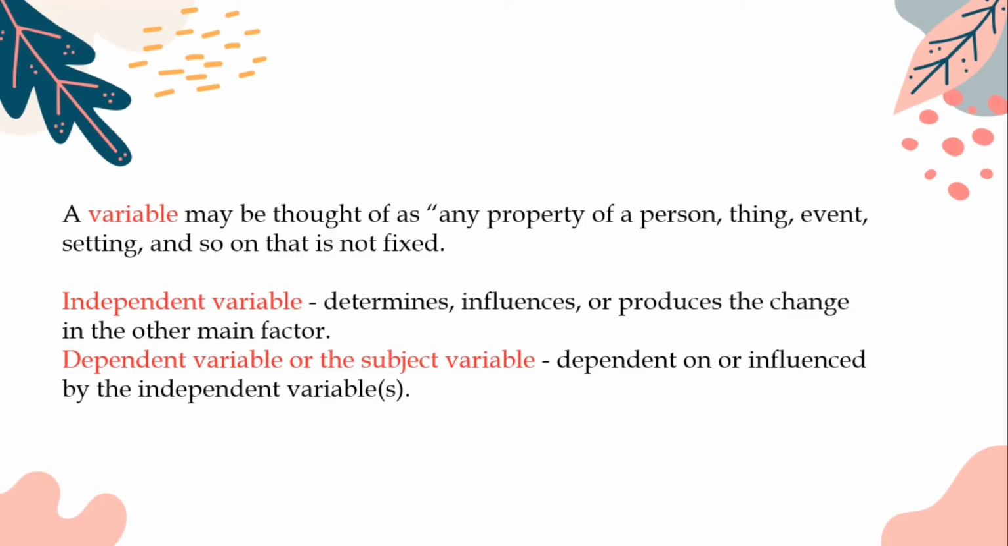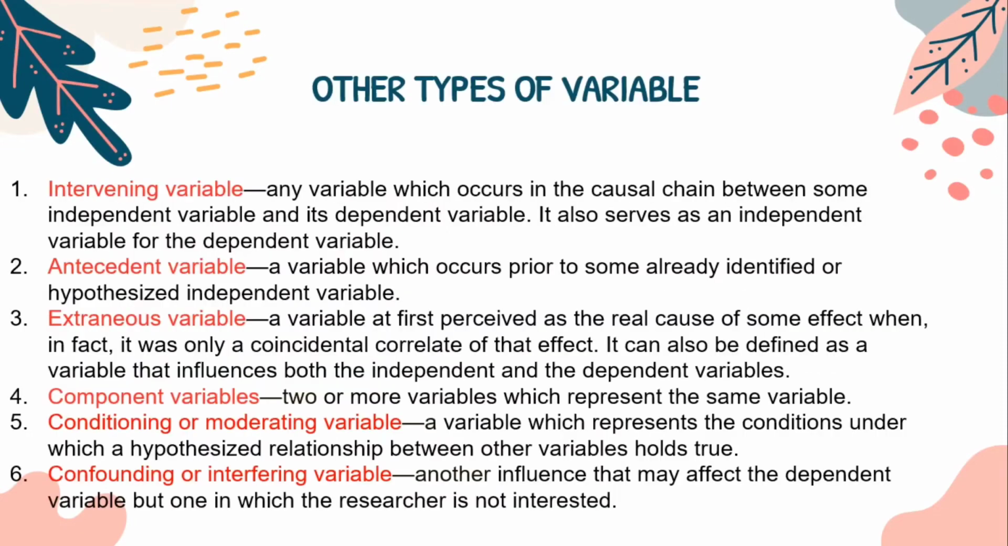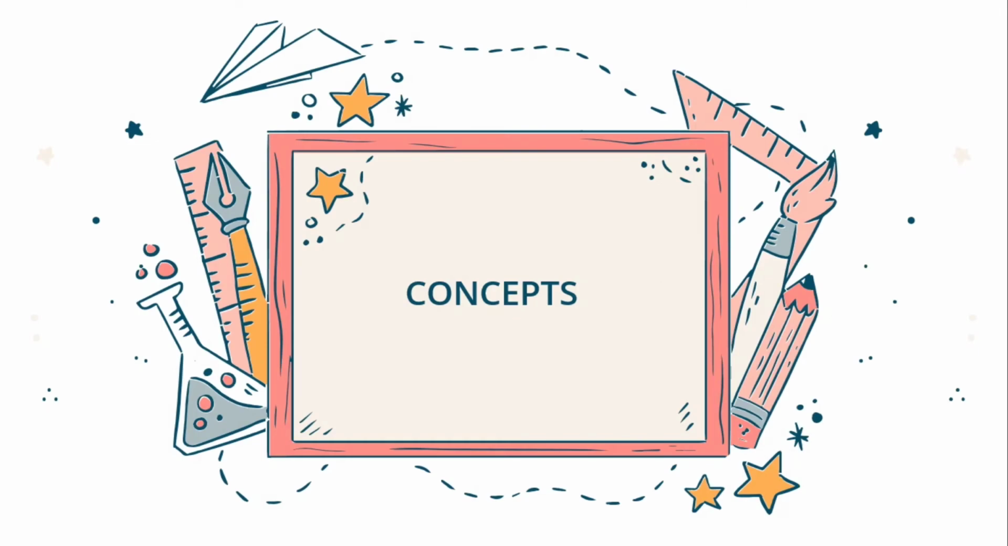A variable may be thought of as any property of a person, thing, event, setting, and so on that is not fixed. There are 2 types of variable: independent variable and dependent variable. Other types of variable may be intervening variable, antecedent variable, extraneous variable, component variable, conditioning or moderating variable, and confounding or interfering variable.